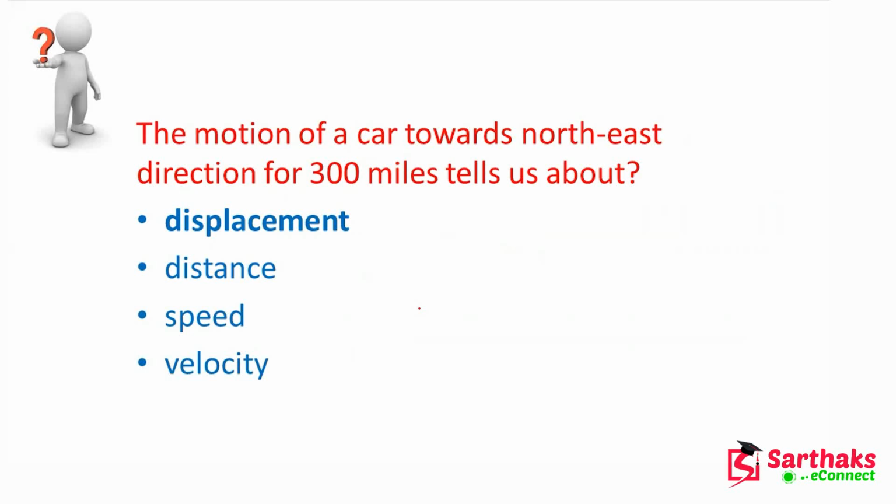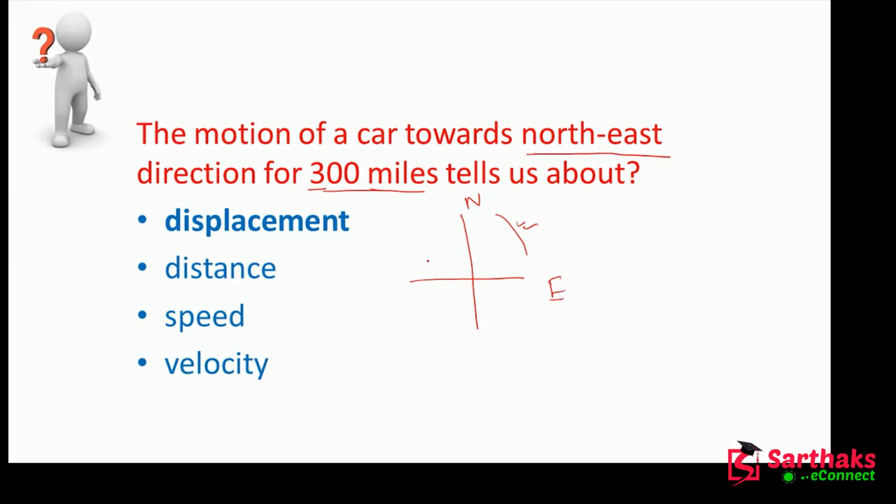The motion of a car towards northeast. Fine, so this is north, this one is east. Northeast means somewhere here towards this position. So northeast direction for 300 miles tells us about what? Here the magnitude has been given, 300 miles, and the direction is also given, that is the northeast. Right? That means it is our displacement.